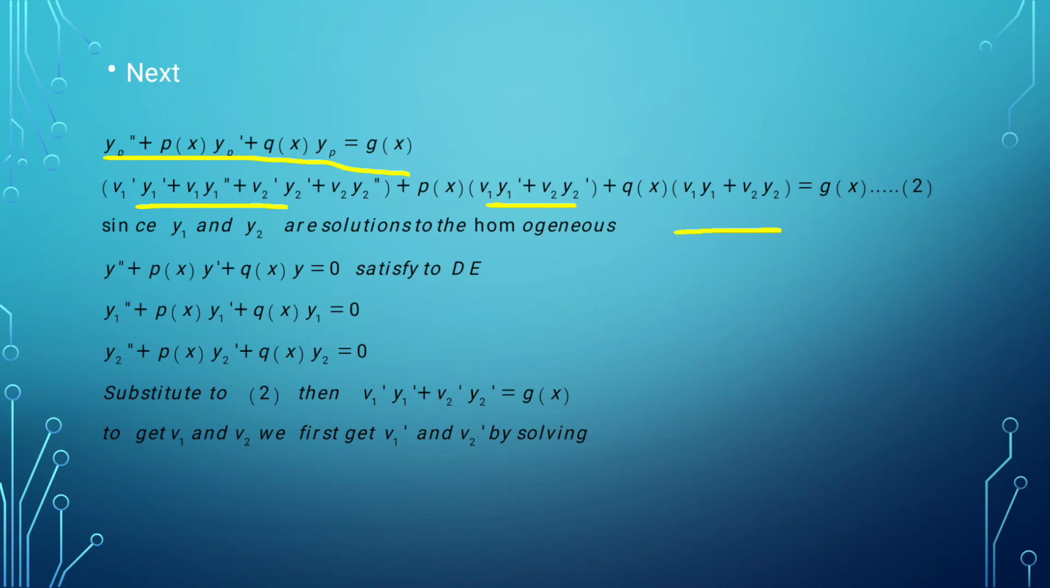We know y1 and y2 are solutions to the homogeneous differential equation. Why are we saying it's a solution to the homogeneous equation? Because y1 and y2 are solutions to the complementary equation, or auxiliary equation, for our homogeneous DE. That means this is true. That is true.